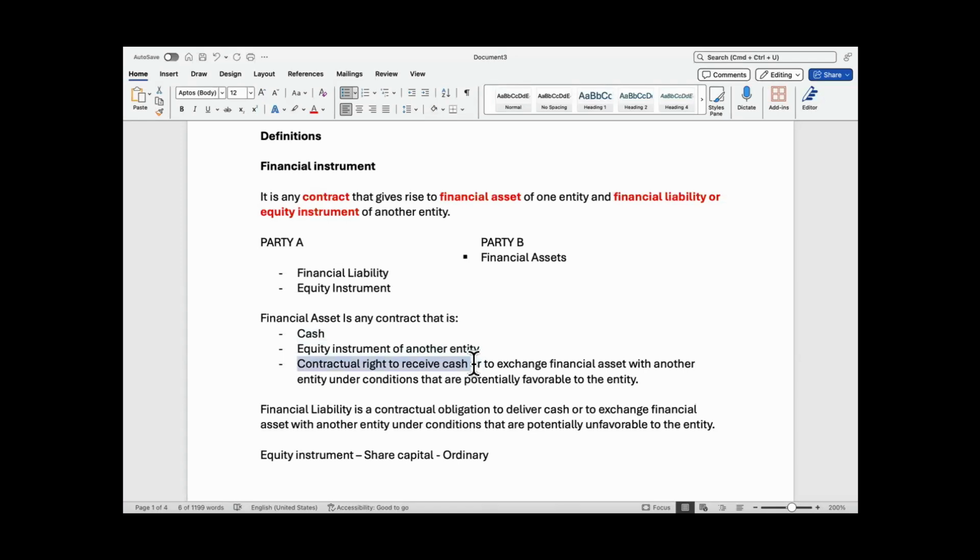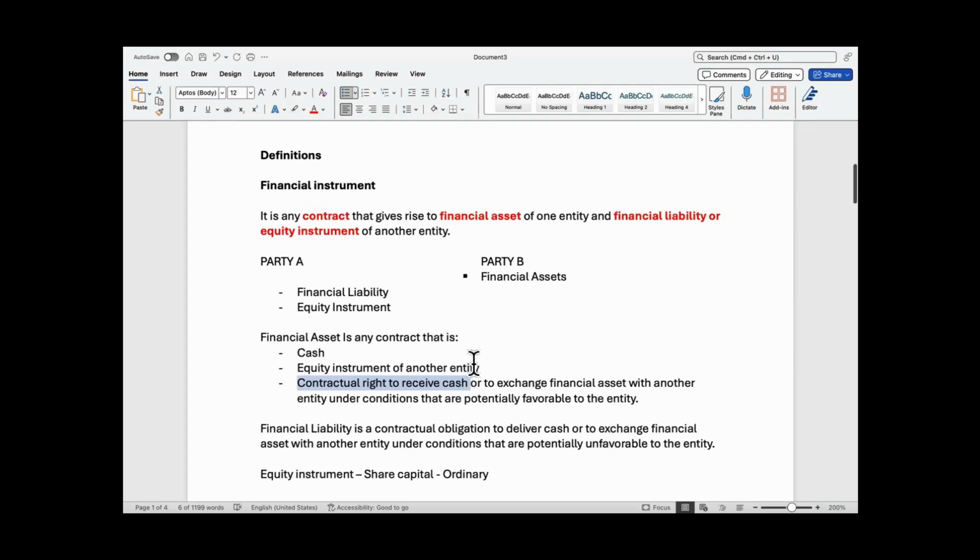They don't. They only give you an opportunity to generate cash. If you use that asset properly, you will make money. If you don't use it, you won't make money. But financial assets, you don't have to do anything. You will make money before you would say you have a contractual right to receive cash. So those ones can never be a financial asset.